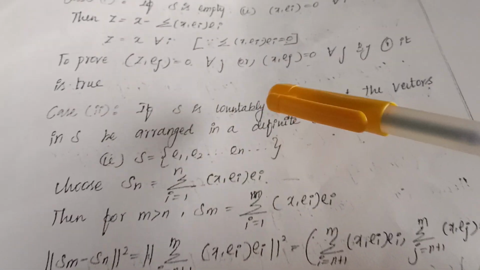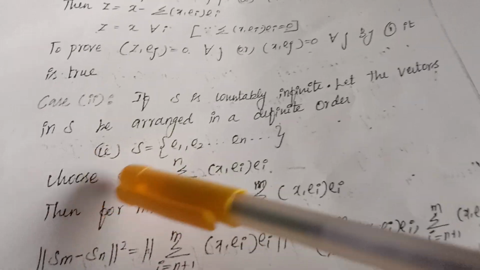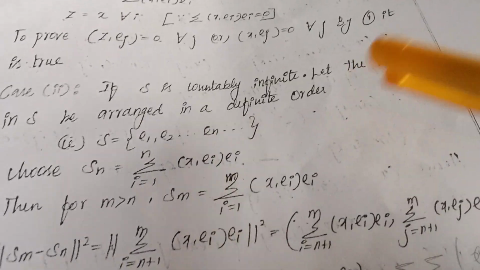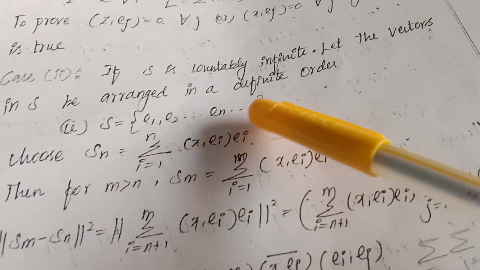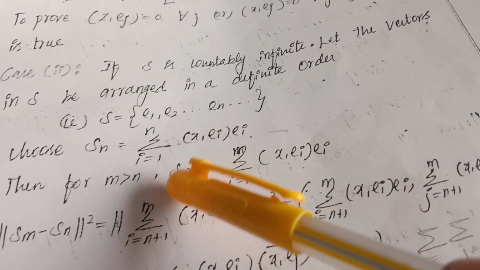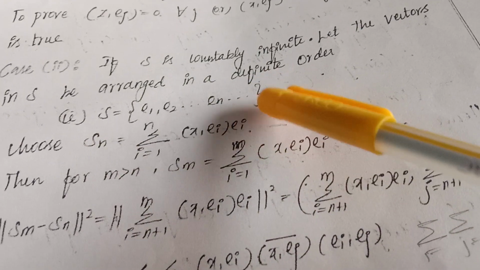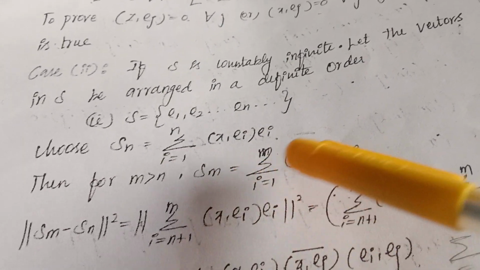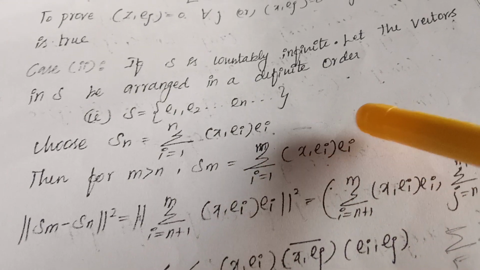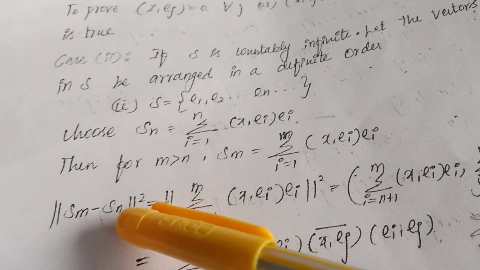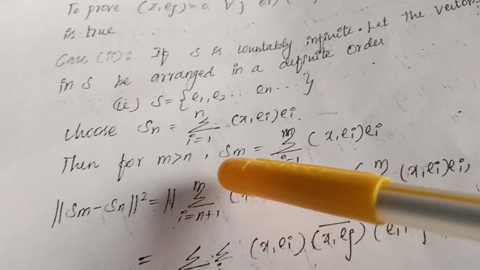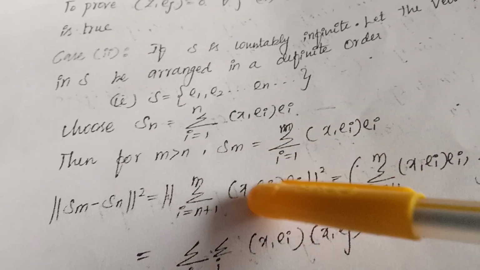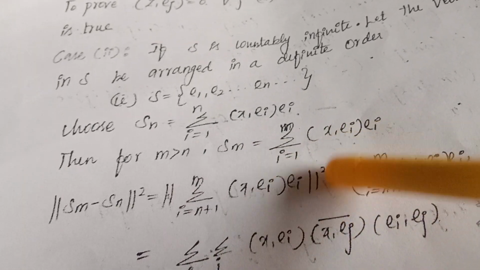The next case 2 is S is countably infinite. Let the vectors of S be arranged in a definite order, S equal to e_1 to e_n. S_n can be written as the summation i equal to 1 to n of ⟨x, e_i⟩ e_i. For some m greater than n, S_m can be written as the summation i equal to 1 to m of ⟨x, e_i⟩ e_i. So the norm of S_m minus S_n, the whole square, can be written as the norm of the summation i equal to n plus 1 to m of ⟨x, e_i⟩ e_i, the whole square.